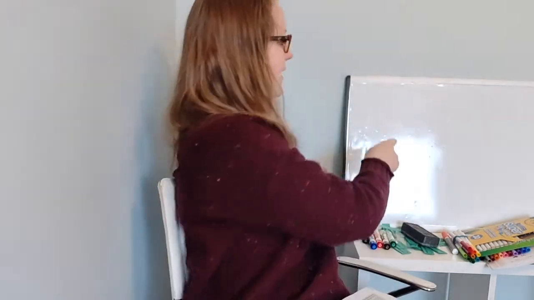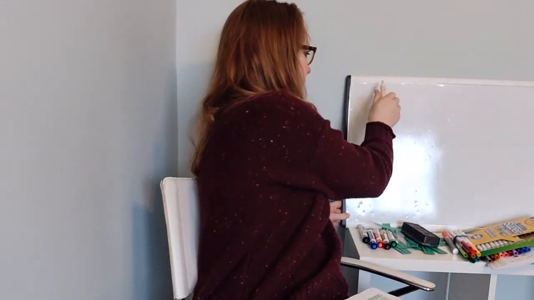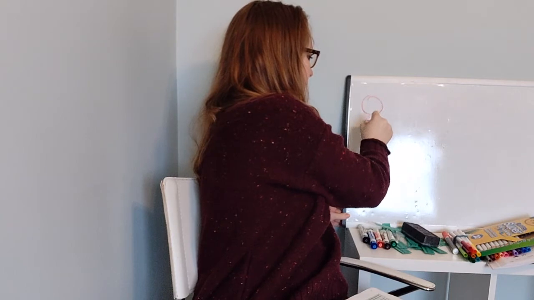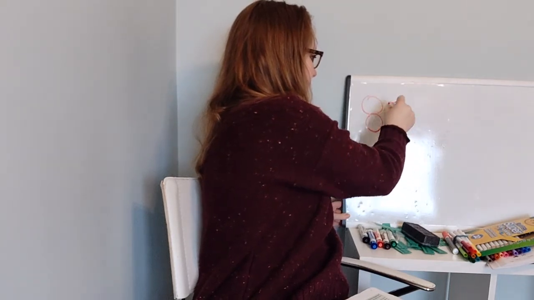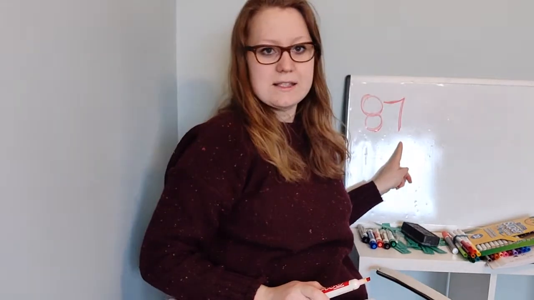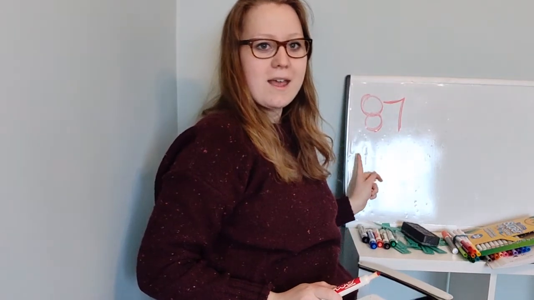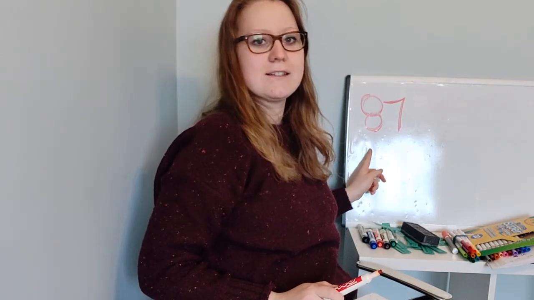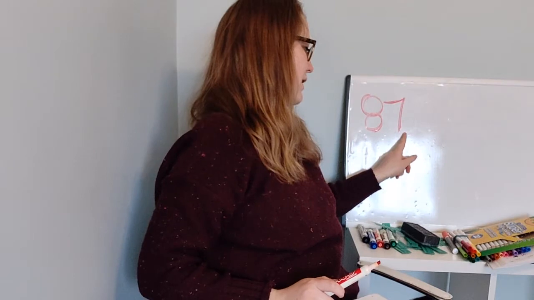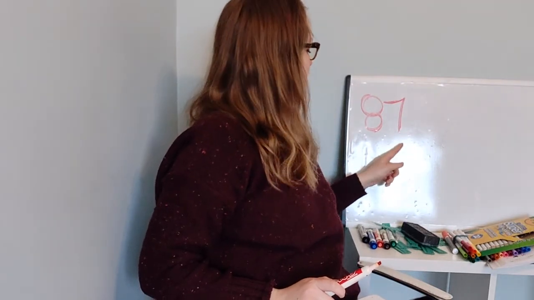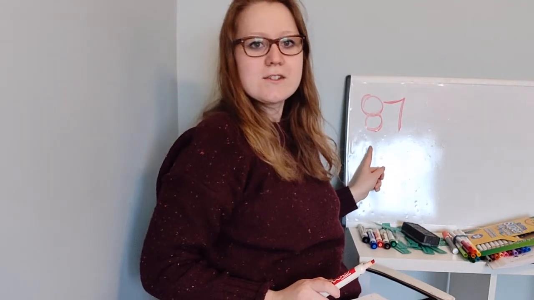Your last number is 87. Can you make the number 87 for me? 87 looks like this. An 8. And a 7. There's a 7 in the ones column and an 8 in the tens column. How many ones should you have in front of you? And how many tens should you have in front of you?